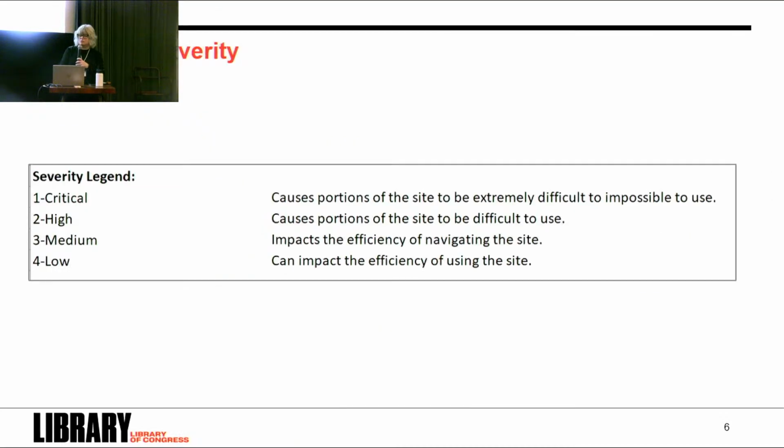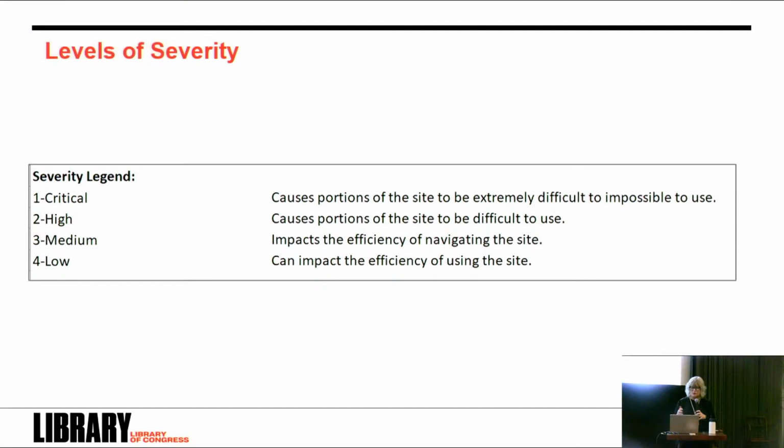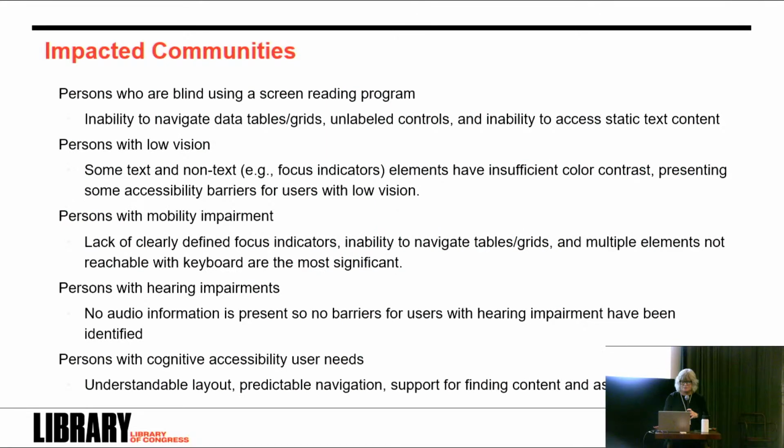So let's define some terms here. The first is the level of severity of impact on users. Critical means it's pretty much a deal breaker. The application component is basically unusable. And then we go down to high, which is somewhat usable, but still challenging. And then medium and low in decreasing areas of difficulty.